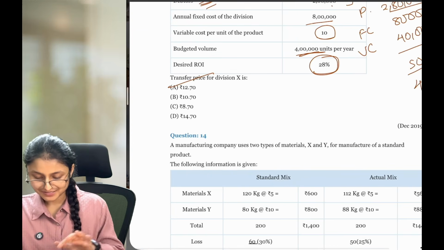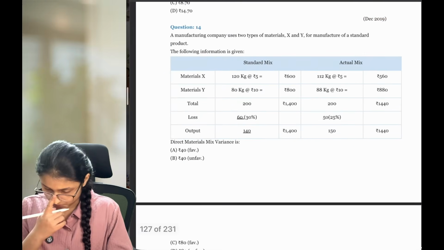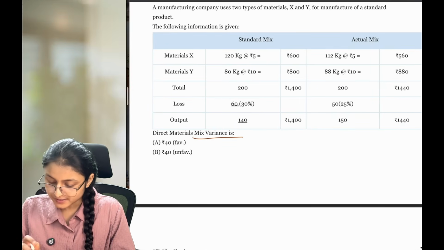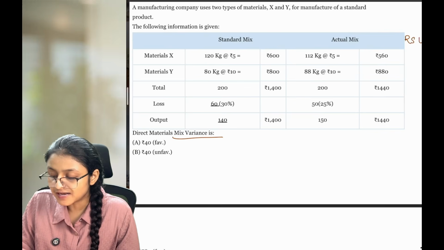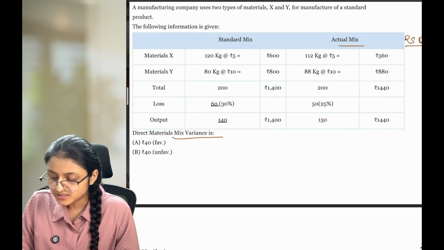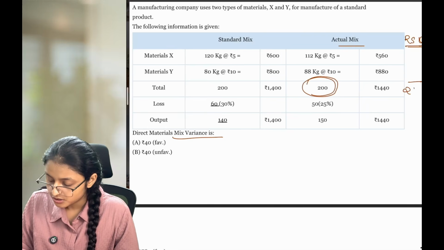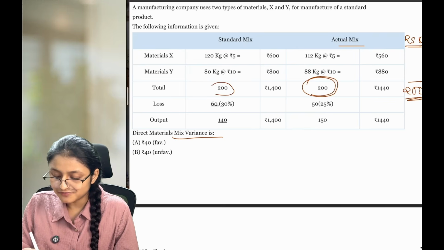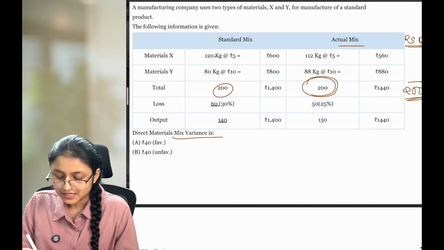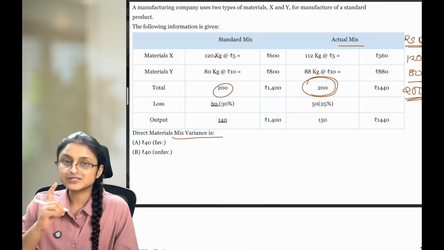Okay? Done. A manufacturing company uses 2 types of material X and Y. For manufacture of a standard product, the following information is given to you. So you need to calculate direct material mix variance here. For calculating direct material mix variance, we compare revised standard quantity with the actual quantity. What is revised standard quantity? For actual input. So whatever is your actual input, you're going to distribute this in the proportion of your standard. Standard itself is having the same exact input and distributed in the ratio of 120:80. So I can write my revised standard quantity also as 120:80.